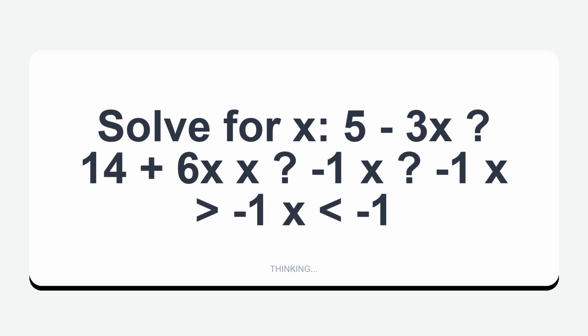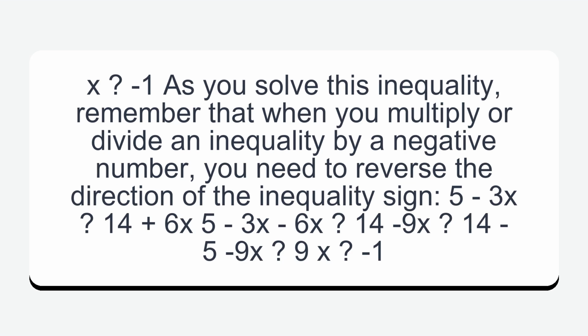Solve for x: 5 - 3x ≥ 14 + 6x. As you solve this inequality, remember that when you multiply or divide an inequality by a negative number, you need to reverse the direction of the inequality sign. 5 - 3x ≥ 14 + 6x, 5 - 14 ≥ 6x + 3x, -9 ≥ 9x, -1 ≥ x.